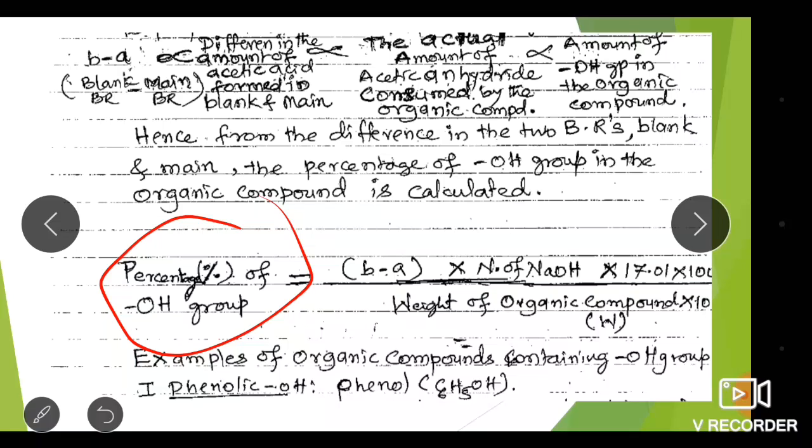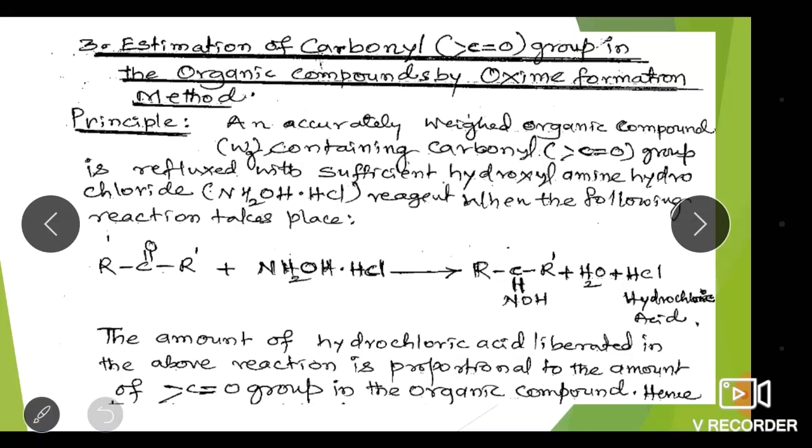An example of an organic compound containing an OH group is one with a phenolic OH group. It is what? Phenol or carboxylic acid.